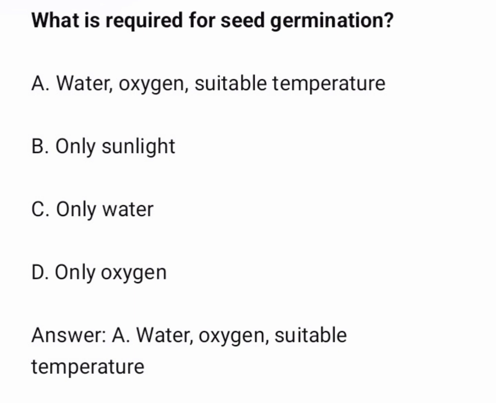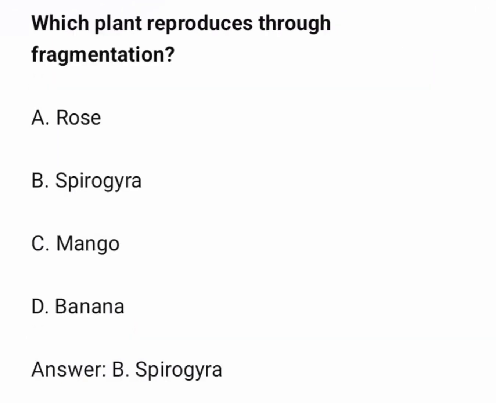What is required for seed germination? A. Water, oxygen, suitable temperature. B. Only sunlight. C. Only water. D. Only oxygen. Answer: A. Water, oxygen, suitable temperature.